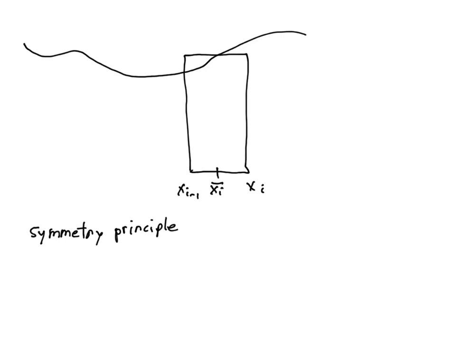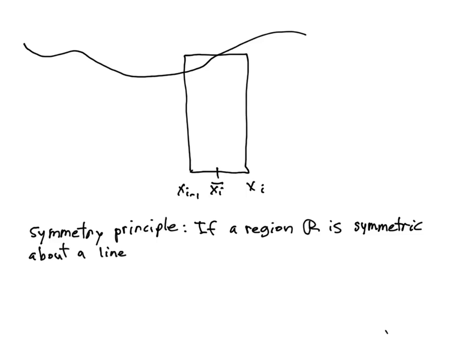So the symmetry principle says that if a region R is symmetric about a line L, then its centroid lies on L.